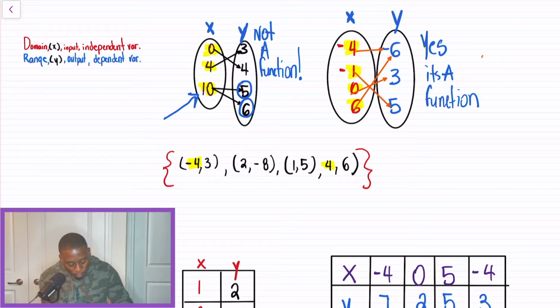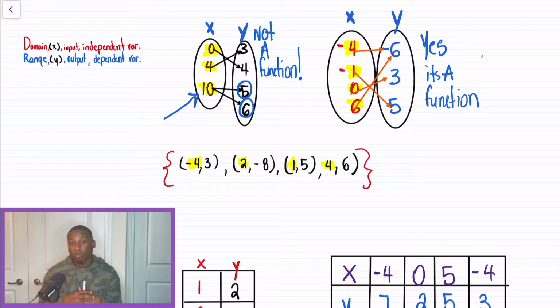But let's say the problem asks us to list the domain. So if we're listing the domain, guys, all we're doing is, and I highlighted it, all we're doing is listing those x values from least to greatest.